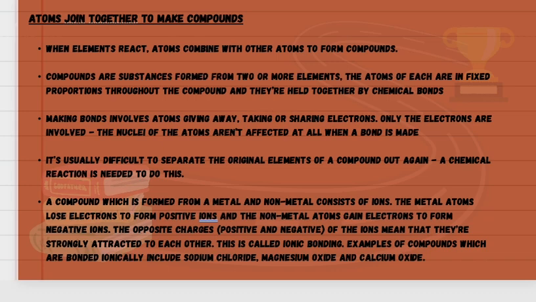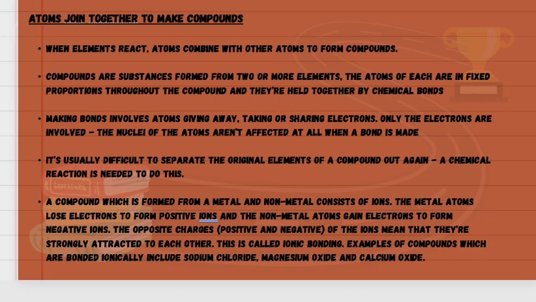Making bonds involves atoms giving away, taking or sharing electrons. Only the electrons are involved. The nuclei of the atoms aren't affected at all when a bond is made. It's usually difficult to separate the original elements of a compound out again. A chemical reaction is needed to do this.